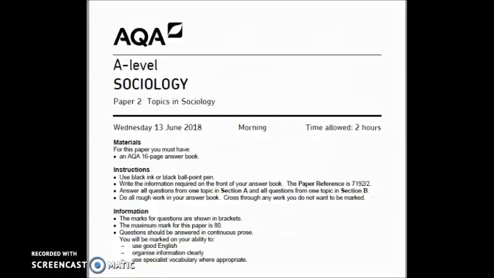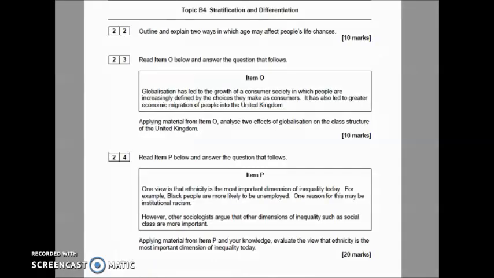So we're going to focus on section B, which is stratification and differentiation. We're going to walk through the 2018 paper, the questions and the examiner comments, and if you want to access that document, which is from AQA, it is in the comment section below for you to follow. Stratification and differentiation, topic B4, is the final section in your exam question booklet. We are answering questions 22, 23 and 24.